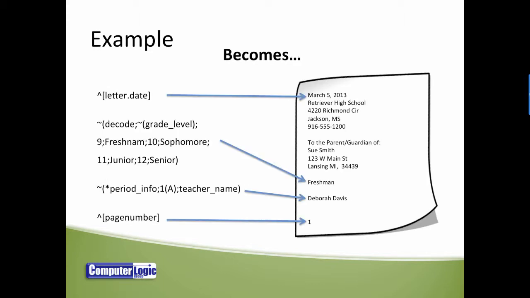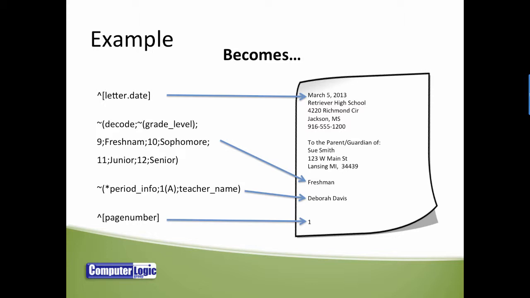So in this example, you can see that I'm using the data access tag of caret, square brackets, letter.date, and it's going to pull out for me March 5th, 2013 or 2014 or whatever date you are currently printing that report for. I'm using a decode, which allows me to look at the grade level. In this case, if the grade level is 9, it's going to replace that and print freshman.